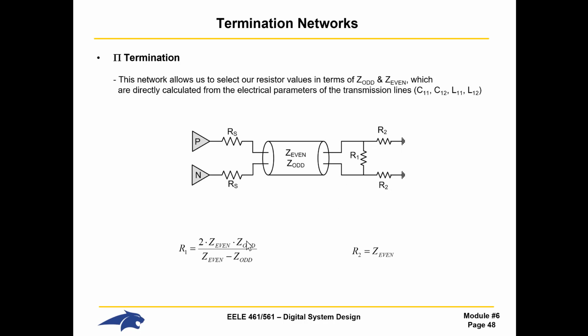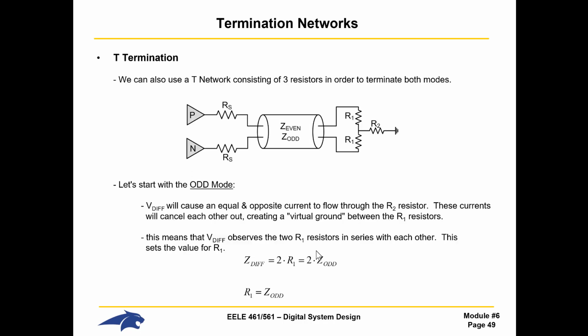So when it all comes down to the end, here's what the pi network values are: R1 is 2 times Z even times Z odd over Z even minus Z odd, and R2 is equal to Z even. Now, you can get this directly from LineCalc, and if you put that in there, this will work very well. You could even drive this differentially and watch that there's no terminations. Then you could drive it commonly, like a step on both of these going from 0 to 1, and see that there's no terminations. And from then on out, you have a perfect termination.